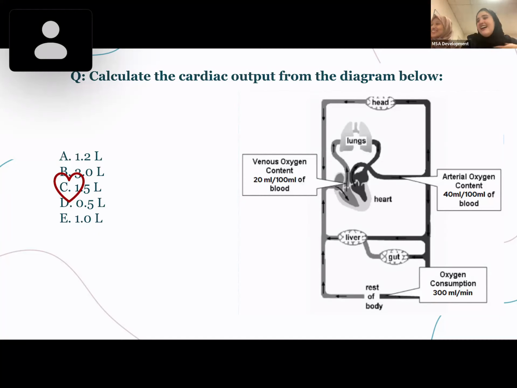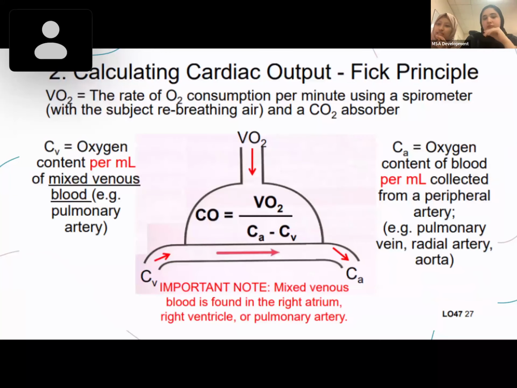Good job. So, can someone explain why you chose C, or how you calculated it? 300 over 0.2. Does anyone know the name of the principle that you're using? Yeah, good job. Someone said Fick principle. I have the slide from your lecture in the next one. Basically, you're trying to calculate cardiac output using this principle. Remember this for your exam, because we got an SAQ on our exam. I still remember it.